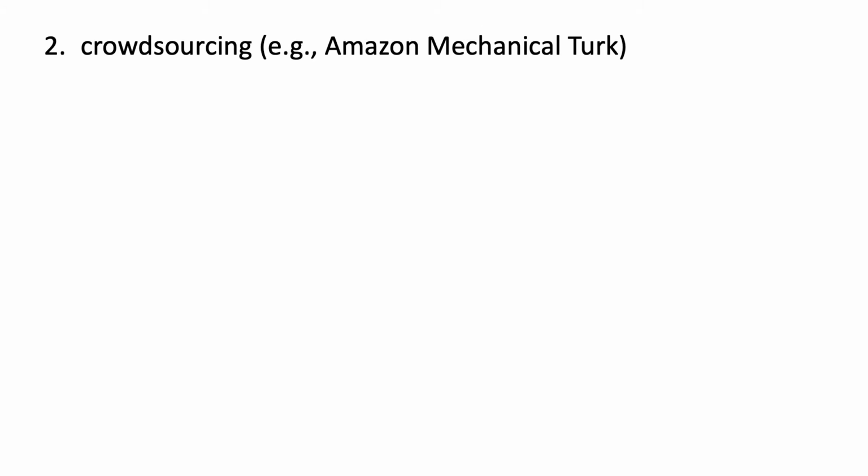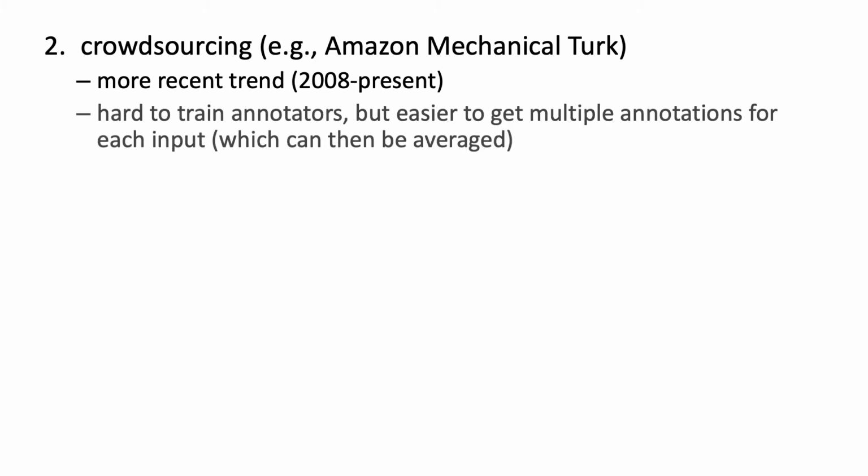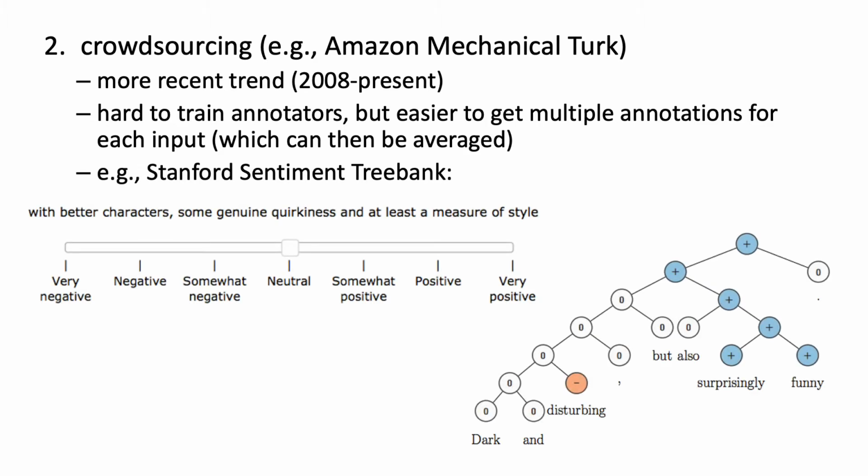The second method is crowdsourcing, which started to become popular around 2008 or so. You can't really train annotators here, but you can easily reach a large number of non-expert annotators, so it's feasible to get multiple annotations, and then average or combine them. This can produce data that's roughly as good as that from trained experts. One example is the Stanford Sentiment Tree Bank, which is a sentiment classification dataset with labels on constituents in a sentence. Annotators were shown a phrase and a sentiment slider, and multiple annotations were obtained for each such phrase.